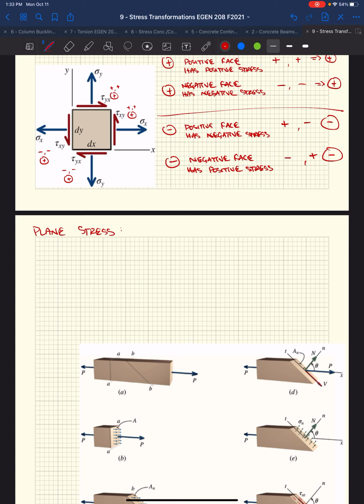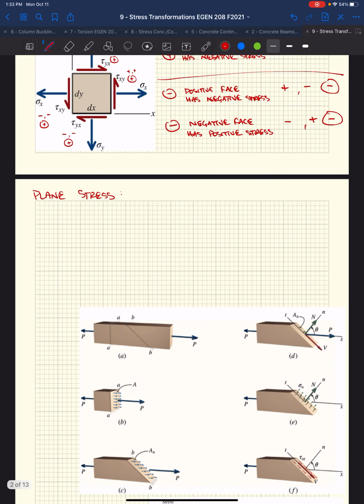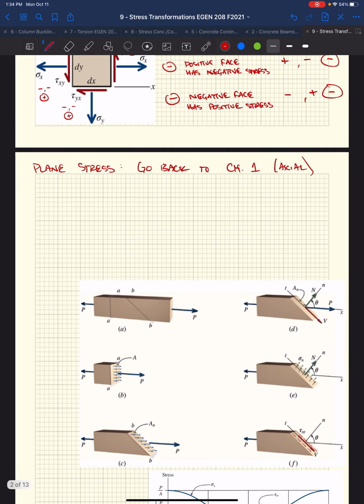Well, if we look at plane stress in this figure, I'm sure all of you remember it vividly. I doubt it, but we went through this. This is in the notes, okay? This was back in chapter 1, the axial chapter. We went back to that and went through this example, right?